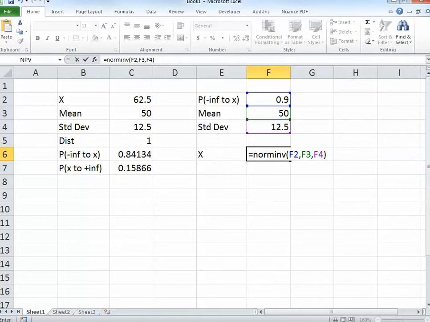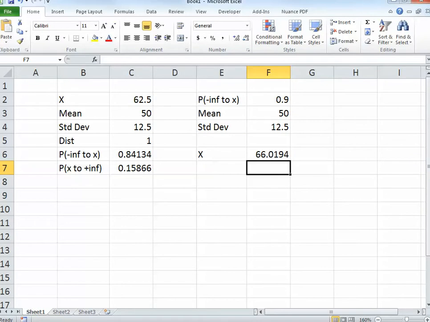There is no continuous function like we had in the norm dist because it is always assumed to be a continuous distribution, not a discrete distribution. So when we hit enter, we find that she needs to score at least a 66 or higher to be in the top 10% of her class.